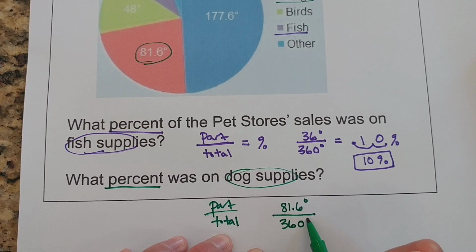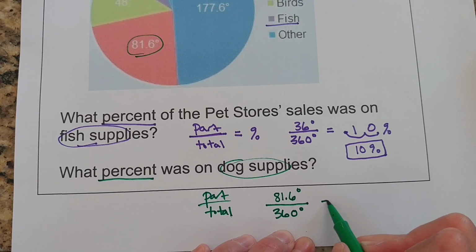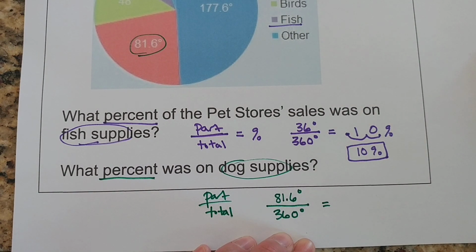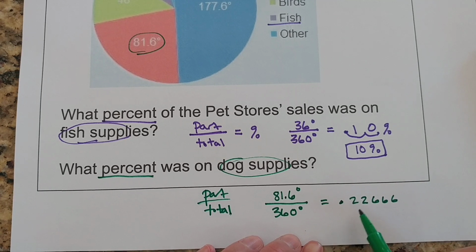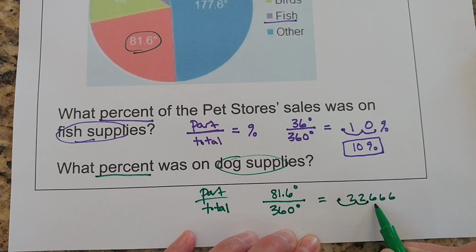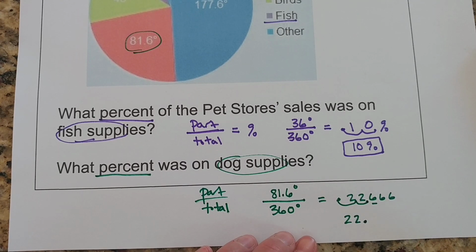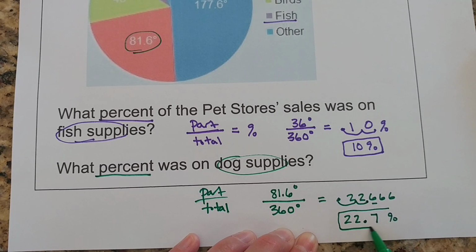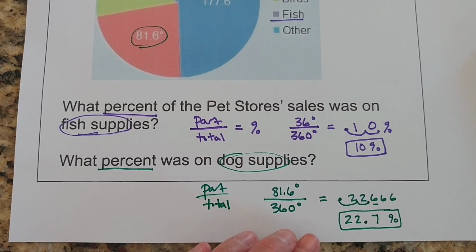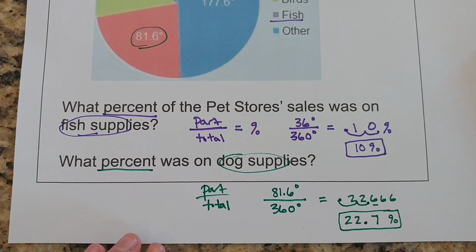We know the total of all the sales would be the total degrees in an entire circle, which is 360 degrees. So again, if we divide with the calculator, this time taking 81.6 divided by 360, the calculator tells us 0.22 and then the 6 repeats. So again, let's move the decimal. Looks like I have 22.6 repeating. Well, if I just round this to the tenths place, because of the number 6 after this digit, it's going to jump this up to a 7. So it looks like we have about 22.7% of the sales at the pet store being dog supplies.